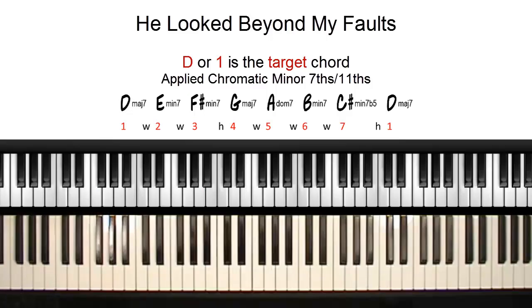In the song He Looked Beyond My Fault, it's in the key of D. And the chord progression in the key of D, even though it's using the same notes as the previous example in the key of A, they actually start on the third of the key of D. So it's F sharp going down half steps to 1. So you're going from 3 to 1 in this example using He Looked Beyond My Faults.